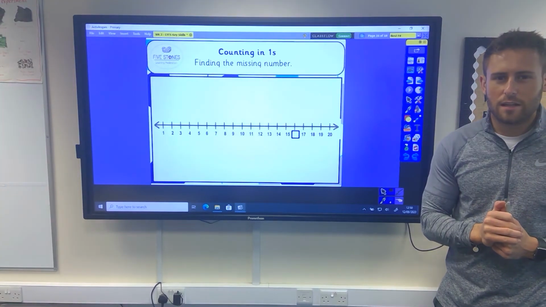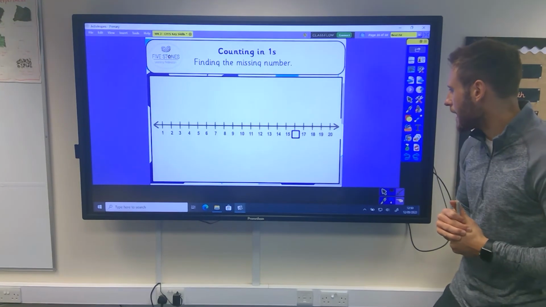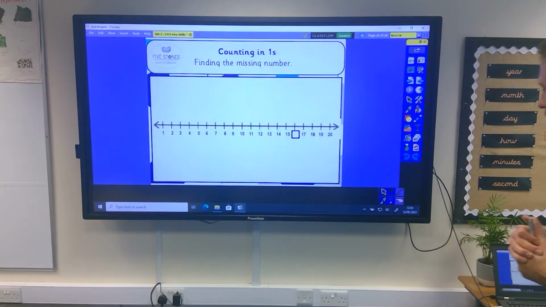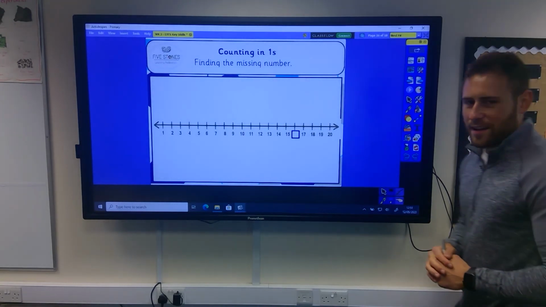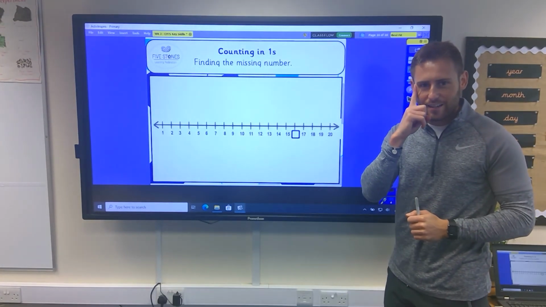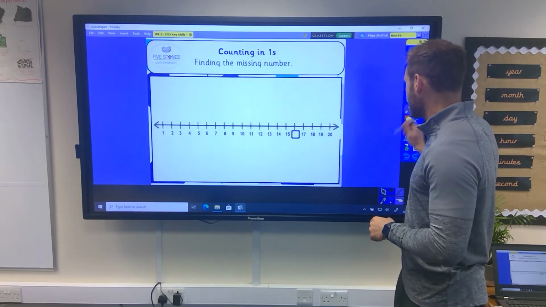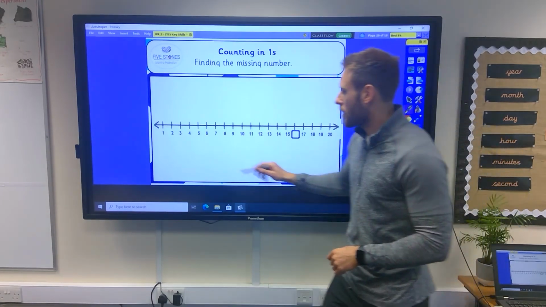Which number's missing? Off you go. Try and figure it out. Which one's missing? I'll give you a few moments to think. Have you got what you think it is? Should we check? I wonder.